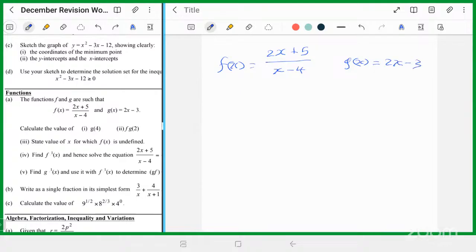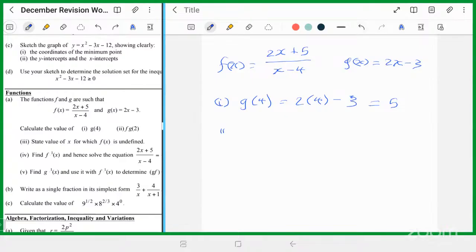Now, the first part wants us to find g of 4. G of 4 means that we're putting 4 in the g function. So it becomes 2 times 4 minus 3. 2 times 4 is 8, and 8 minus 3 is 5. So g of 4 is equal to 5.